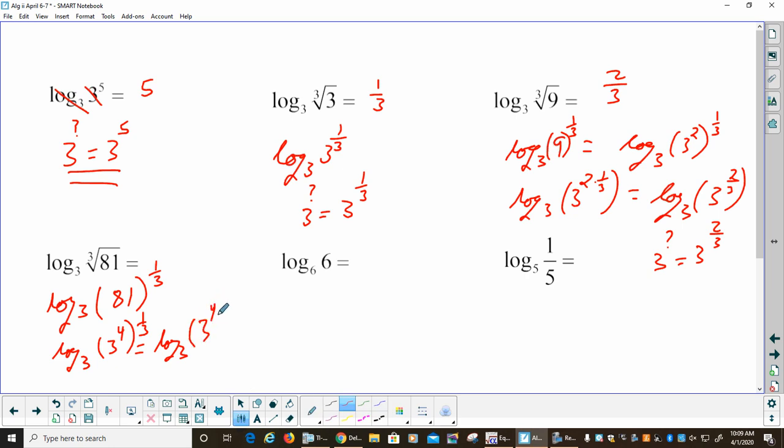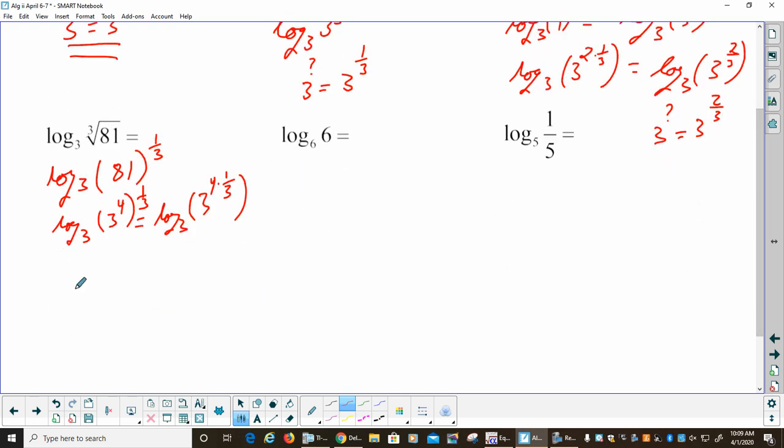3 to the 4 times a third. Let's put this down. So that's log base 3 of 3. Multiply these fractions. 4 thirds. 3 to what power is 3 to the 4 thirds? Well, 4 thirds. So this equals 4 thirds. Okay.